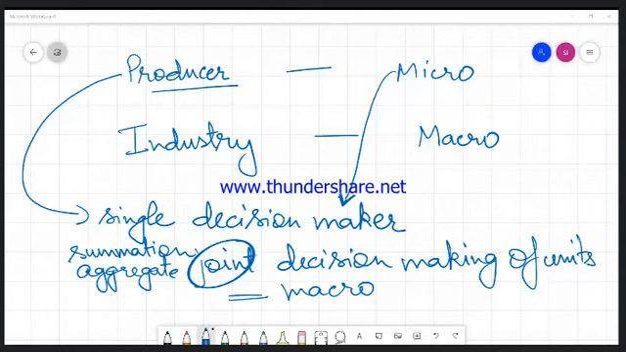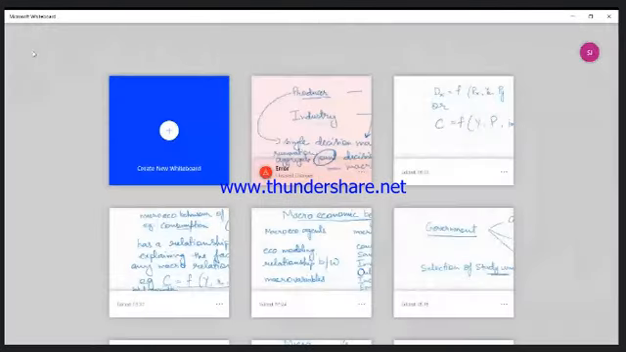Microeconomics is not the summation of macroeconomics. You will understand gradually that when you are talking about macroeconomic behavior, your assumptions will change. So you will never say that microeconomics is a subset of macroeconomics. Microeconomic decision making is different. Macroeconomic decision making is different.